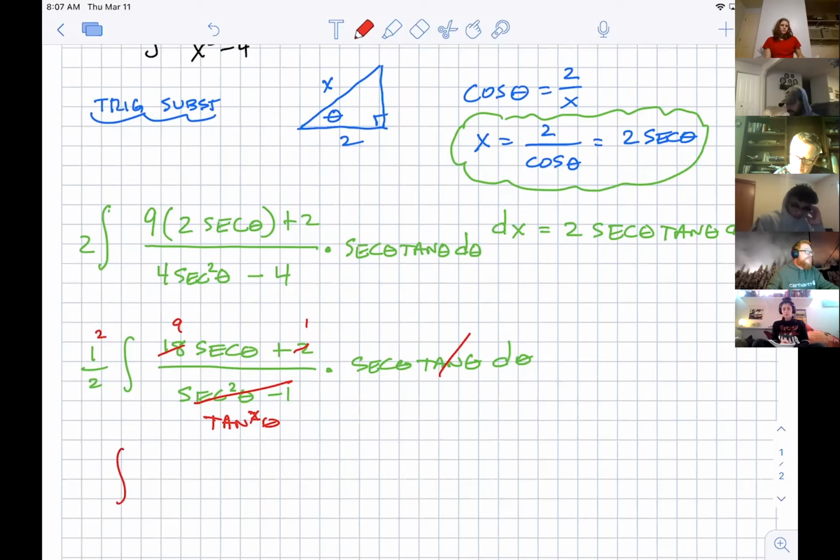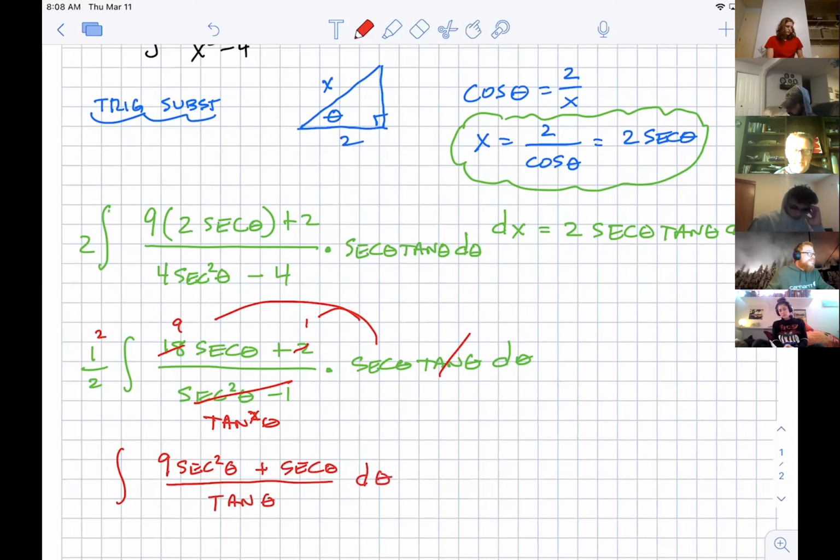So let's take stock of what we have. I've got secant distributed into this statement. So I have 9 secant squared theta plus secant of theta, distributive law, over tangent of theta. Anybody see anything wrong with the algebra there? I'm going a little dangerously fast. So that's not so good. Like that did not clean up very nicely. I'm not very happy about that.